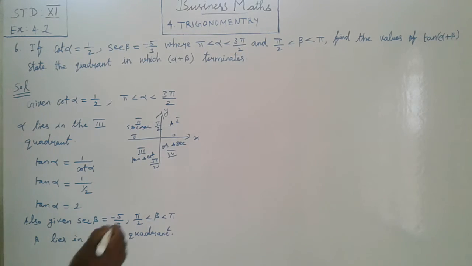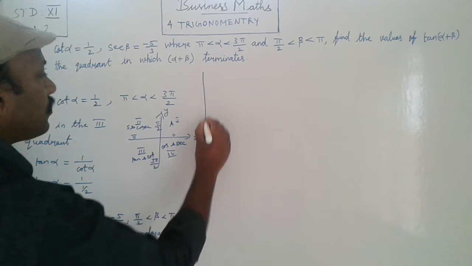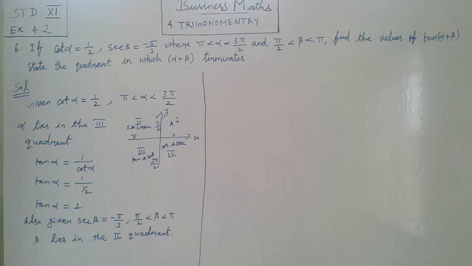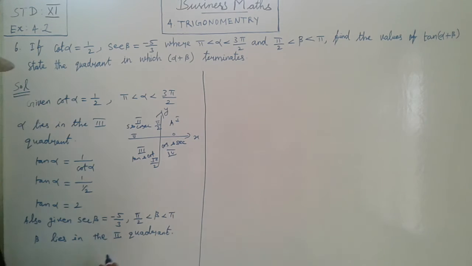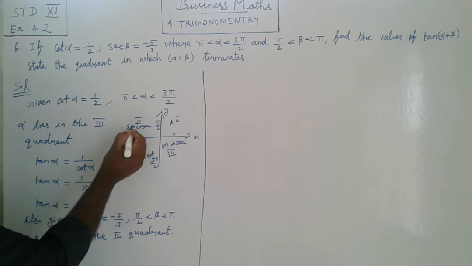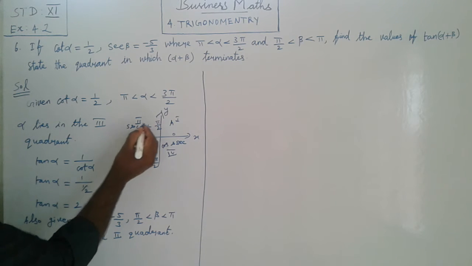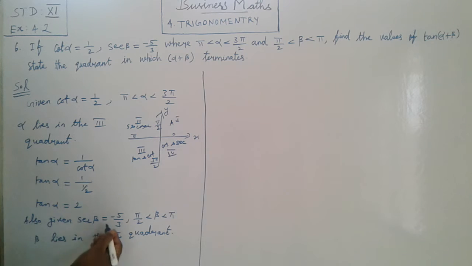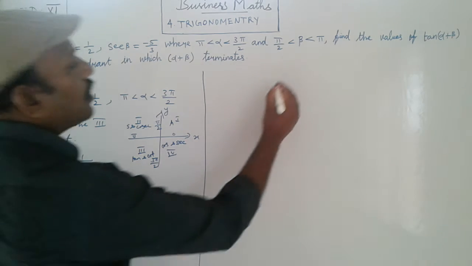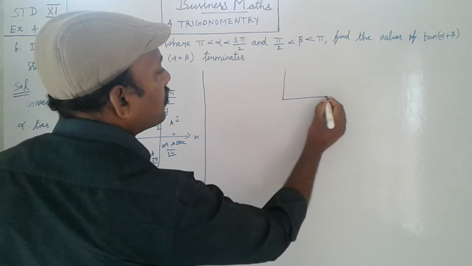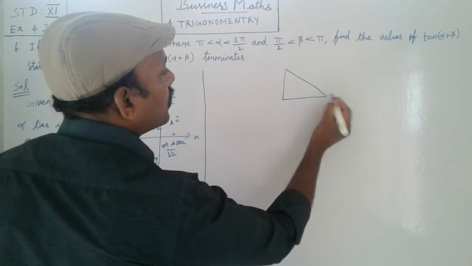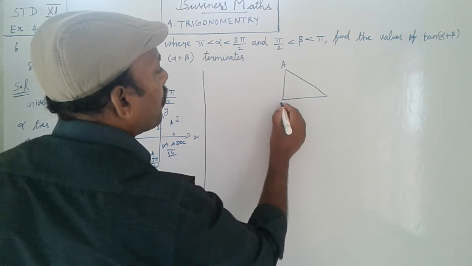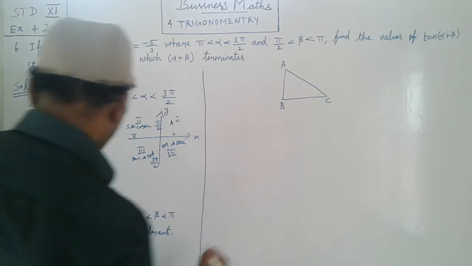Beta lies in the second quadrant. In the second quadrant, only sine and cosecant are positive; the remaining values are negative. Secant beta is negative, so it is minus 5 by 3. For this quadrant, we should take a right triangle ABC.